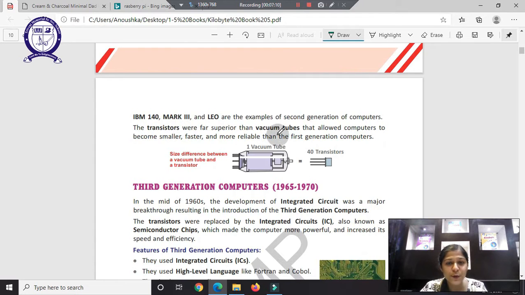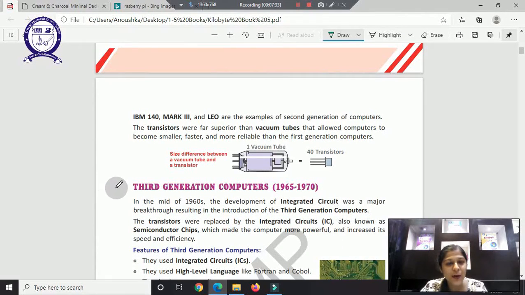The transistors were far superior to vacuum tubes, which allowed computers to become smaller, faster, and more reliable than the first generation computers. Size difference between a vacuum tube and a transistor. So you can see the comparison here. One vacuum tube is equal to 40 transistors. Now that's an achievement again.